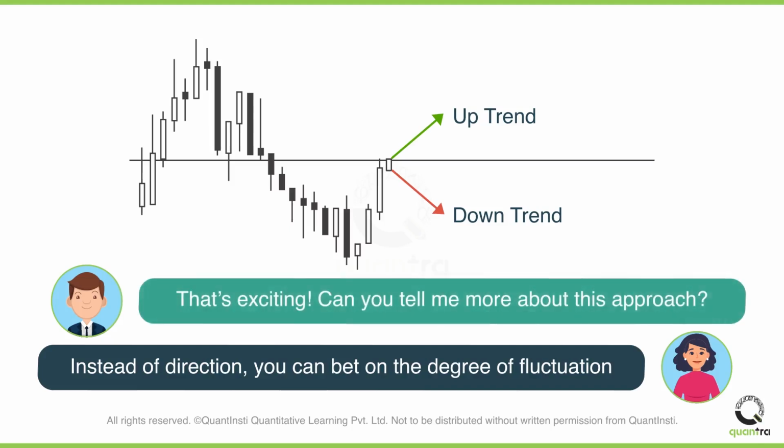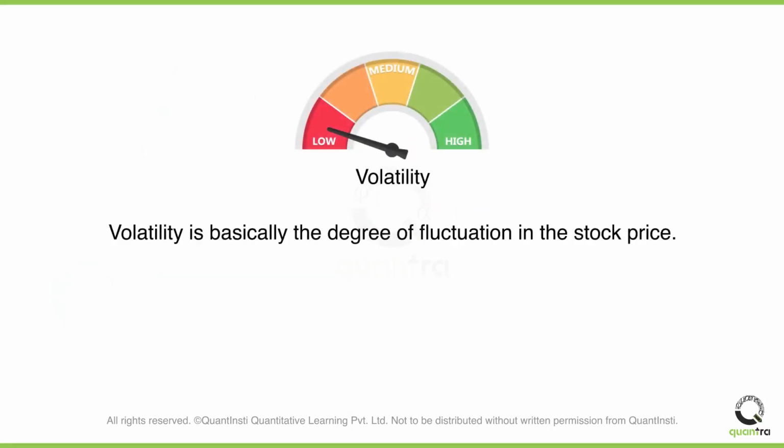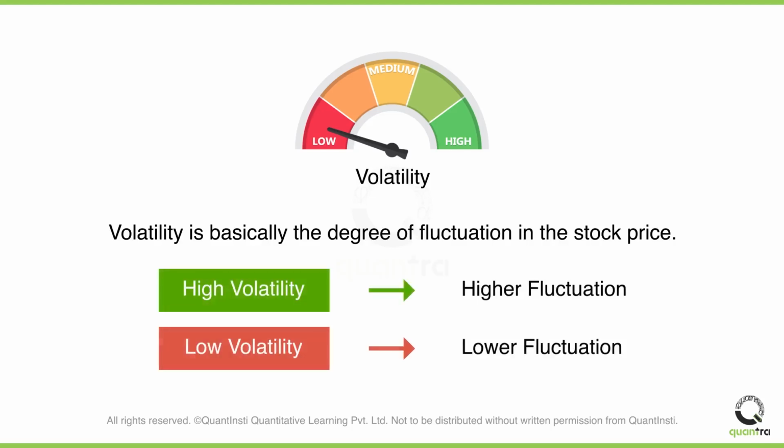That's exciting. Can you tell me more about this approach? You can trade on the degree of fluctuation rather than the direction, and that's nothing but volatility trading. Let us continue with the view that you expect a big move, which means higher fluctuations. That means the volatility will be high. In this example, when you trade volatility, you will be betting on high volatility rather than the direction.